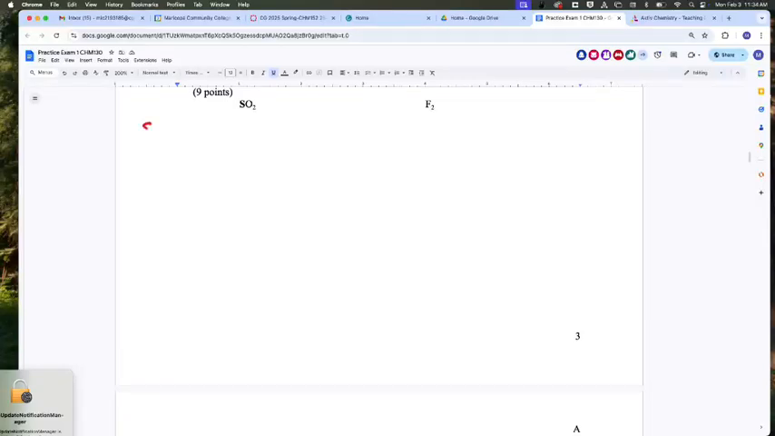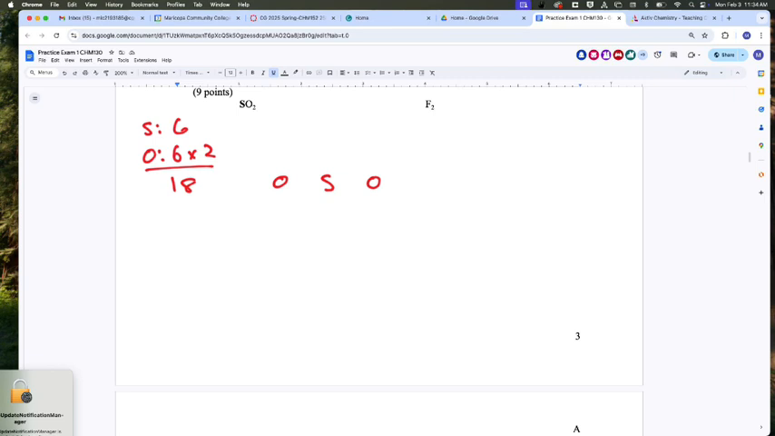Electrons. Sulfur has 6. Oxygen has 6. There's 2 of them. We need 18 electrons. Sulfur will be our center. We'll drop our oxygen somewhere on the outside. Okay? And this is actually going to double well for a different question that was asked in the tutoring center.